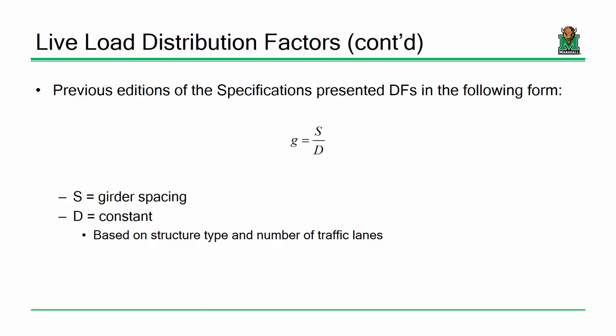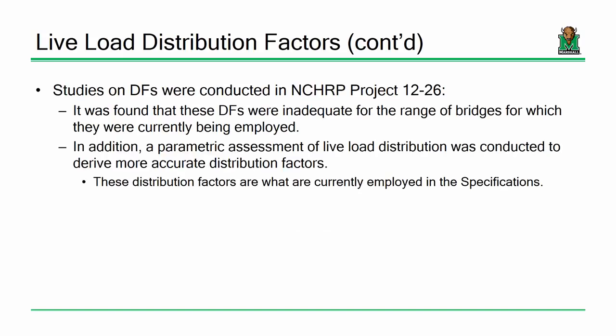Now, it used to be that they were real simple. You'd take girder spacing and divide it by 11, or girder spacing divided by 6 or 5.5, and that was your distribution factor, and that was it. And everything was simple, and everything worked out really well. But the problem is that those really simple distribution factors were developed back in the 40s, and they were developed for a really narrow range of bridges. And don't get me wrong, for that narrow range of bridges, they worked really well.